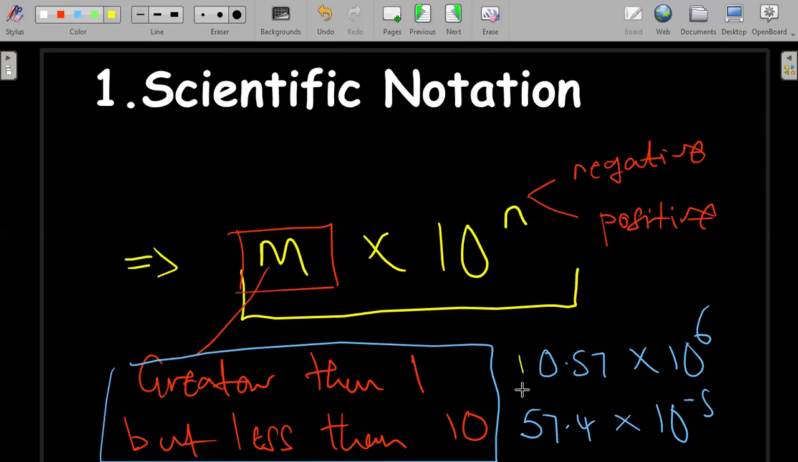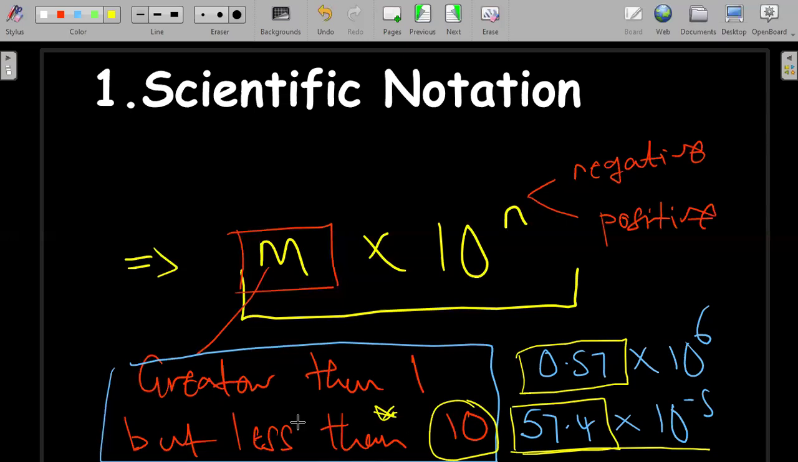Why are we saying no? Because this first number is not greater than 1, so it has broken the rule we defined. And this number below has 57.4 there, which is greater than 10, so it has broken the rule that says the number should be less than 10. So these numbers are not in scientific notation, because this one is less than 1 and this one is greater than 10.